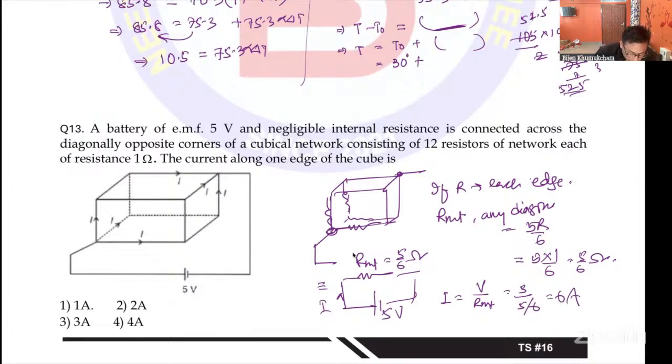They are asking about the total current. Now they want to find the current along one edge of the cube, one side. Due to symmetry, the current on each edge will be, let's use this small i, I by 3, because this I will be equally distributed in these 3 edges. So I by 3, that is 6 by 3, which is 2 ampere. Here it is 2 ampere.